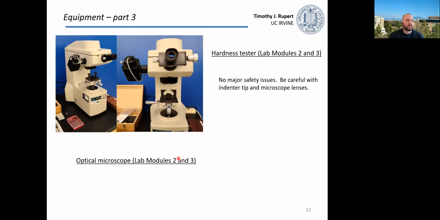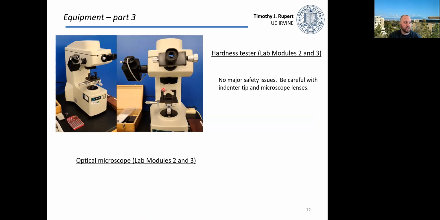We will be using something called a hardness tester. This is shown in the top left here. It's a pretty simple system. This is a light source here, and then a microscope that you can look through. And there's a place right here you can put your sample. It's zoomed in a little bit here.